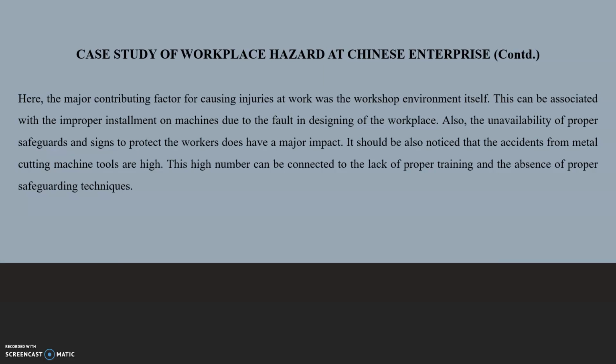In general, this high number of hazards in workplace can be connected to the lack of proper training and awareness about workplace hazard. Had they been properly trained, the working environment would have been designed with better safety measures, and proper safeguards and signs to protect workers would have been used.